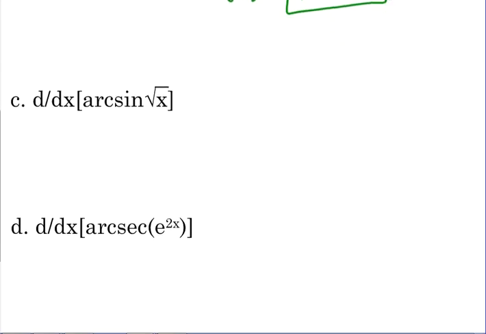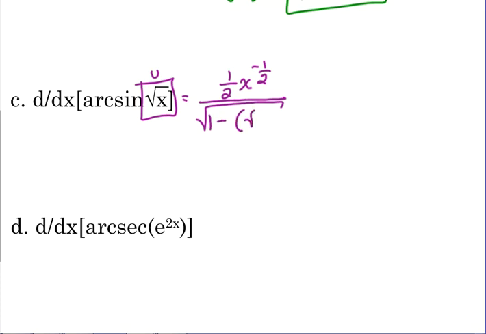Okay, arcsine square root of x. The arcsine of the square root of x. So square root of x, again, is our u. So it's u prime. What's the derivative of the square root of x? 1/2 x to the negative 1/2. We'll clean it up here in a second. Over the square root of 1 minus u squared, so the square root of x squared.